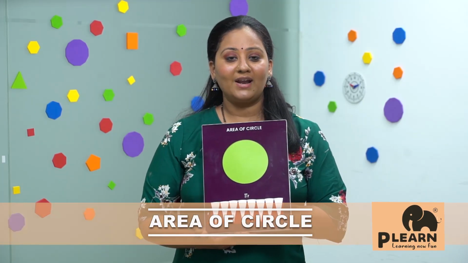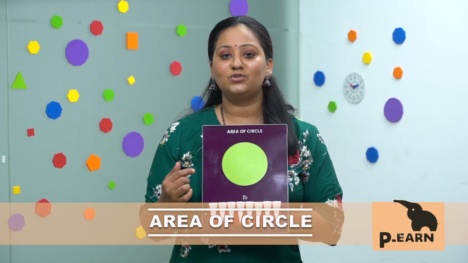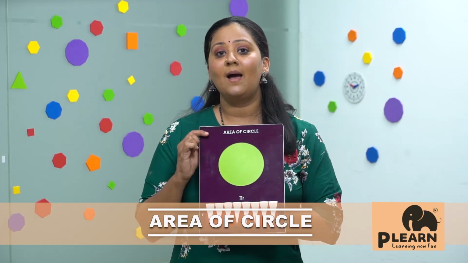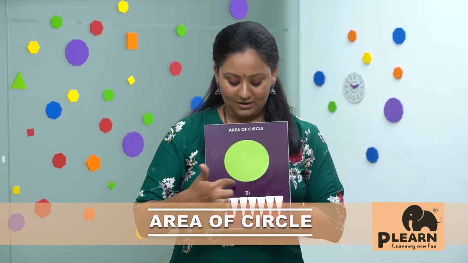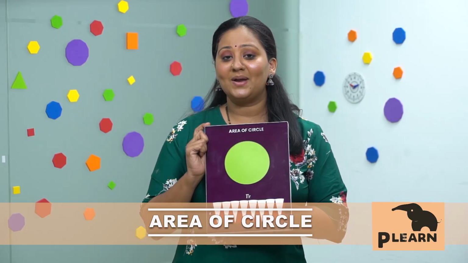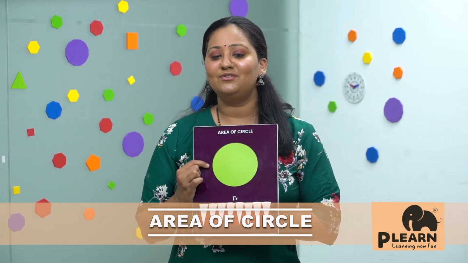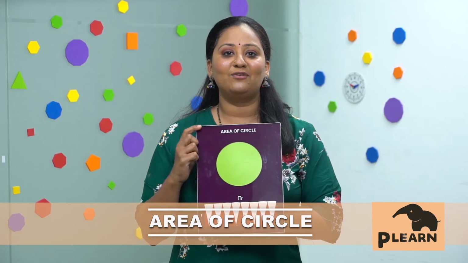So what is the area of a rectangle? Length into breadth, which is pi r into r, which is pi r square. So the area of this circle is pi r square. This is how you derive the formula to find the area of a circle.